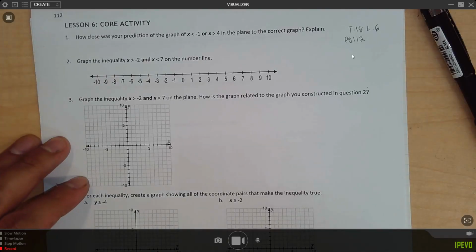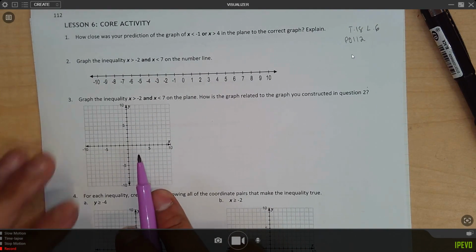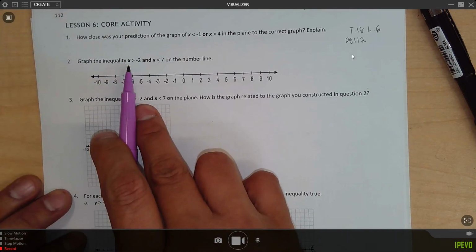In this video, I'm going to go over solving inequalities on the coordinate plane. Let's go. In today's video, we're going to learn how to solve inequalities on the number line and on the coordinate plane. So let's begin by going over what this means.